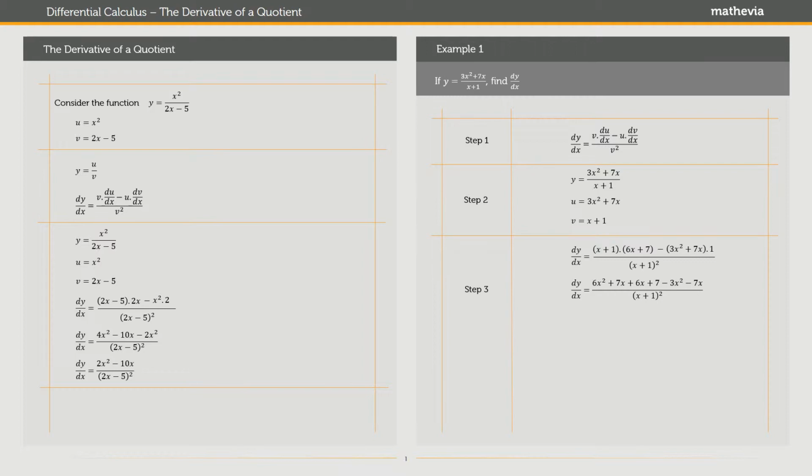And from this point on, we just expand and simplify, and we have a final answer: 3x squared plus 6x plus 7 divided by x plus 1 squared. Simple, straightforward. Let's move on.